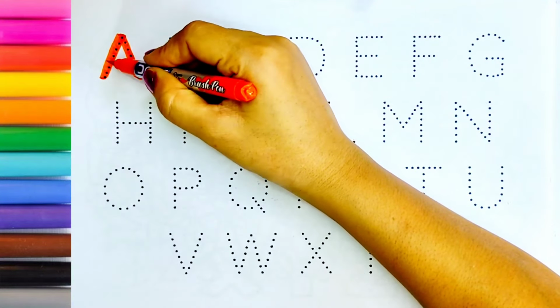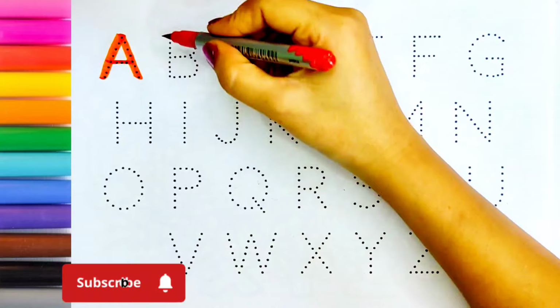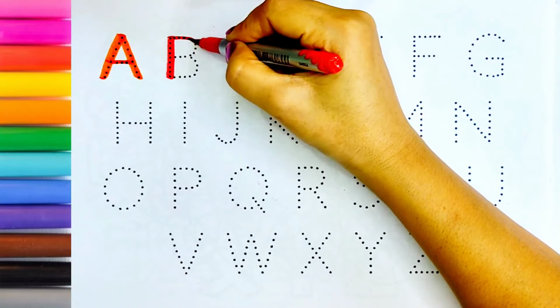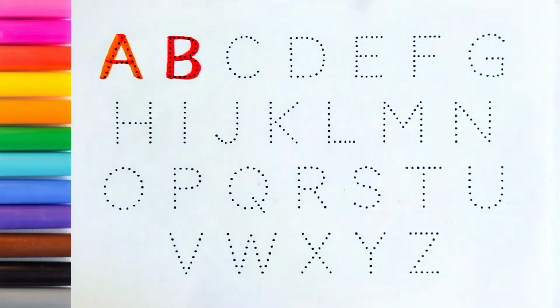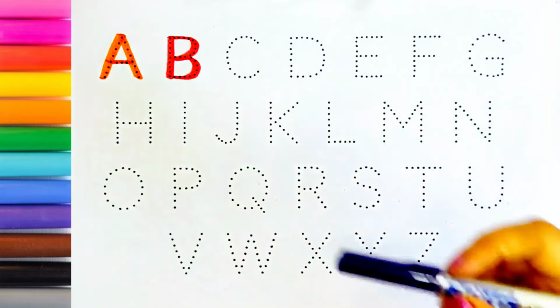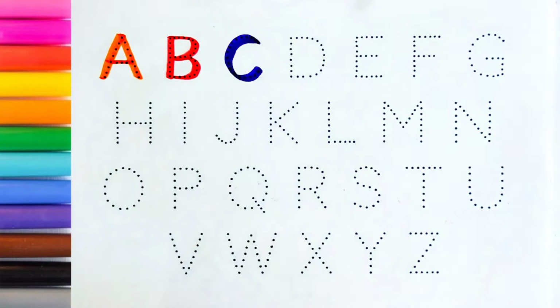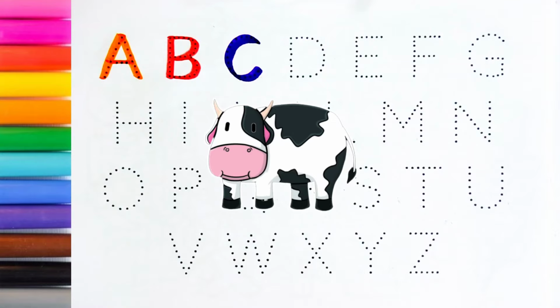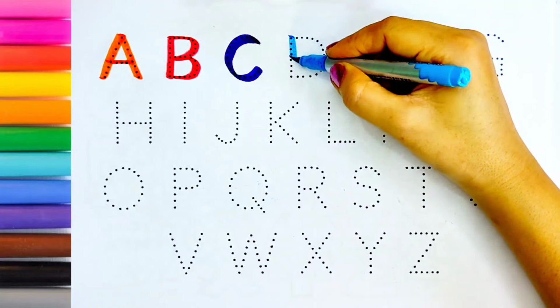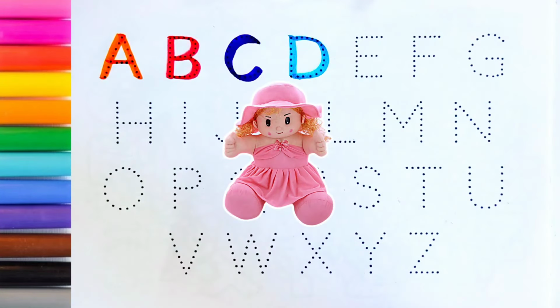Orange color. A for apple. Red color. B for bear. Purple color. C for cow. Sky blue color. D for doll.